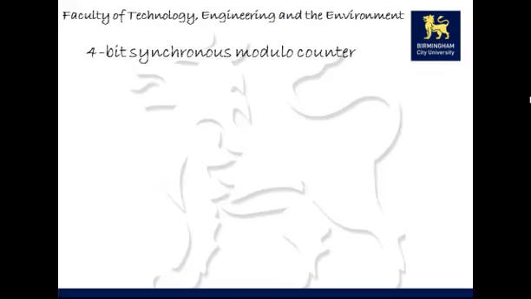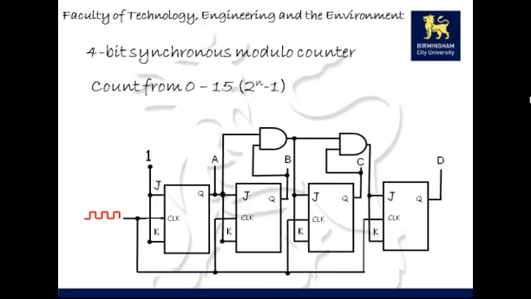This is a 4-bit synchronous modular counter. Remember what modular means? It just means modulus counters. It counts up to the maximum value and then starts again. So if you've got 4 bits, that's 2 to the power 4, which is 16, minus 1. So you count from 0 to 15. And this is a circuit using JK flip-flops. Now it's a synchronous counter. Remember, it's a synchronous counter.